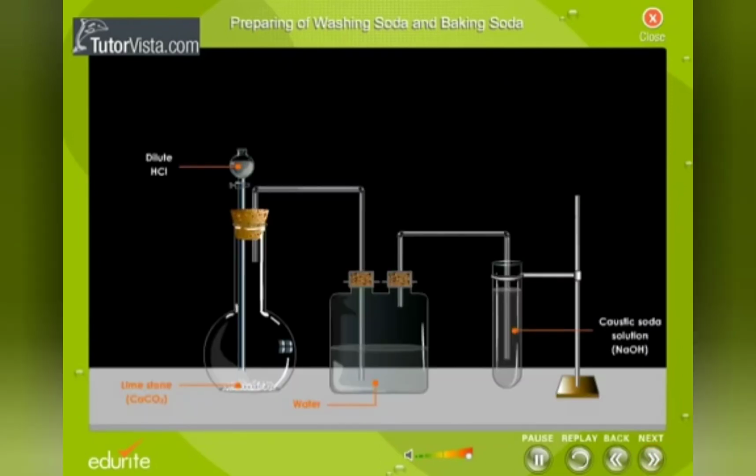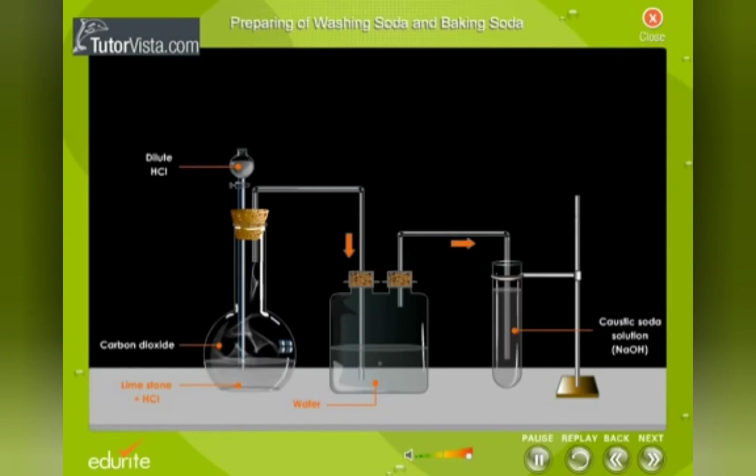The apparatus required for the preparation of washing soda and baking soda is arranged as shown here. Limestone, CaCO3, is taken in a flat-bottom flask. Caustic soda solution is taken in a large test tube. Dilute hydrochloric acid is dropped into the flask through the thistle funnel. Limestone and dilute hydrochloric acid react to generate carbon dioxide gas. Carbon dioxide gas is passed through water to remove the unreacted hydrochloric acid.